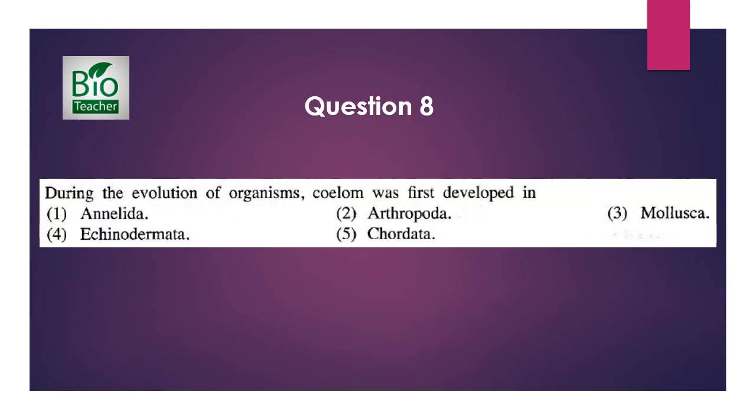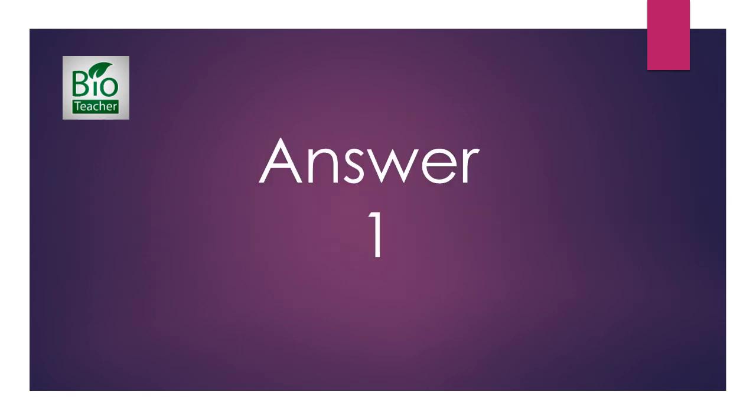Question number 8 is asking, during the evolution of organisms, coelom was first developed in which of the following animal phyla? Correct answer is answer number 1. Phylum Annelida is the first animal phyla to develop a coelom, a true body cavity.